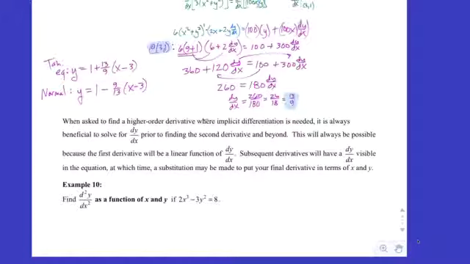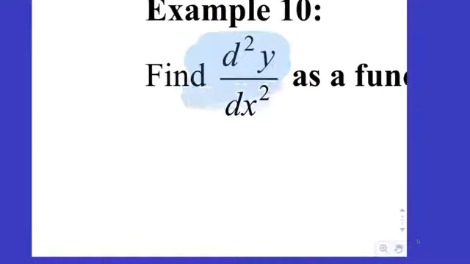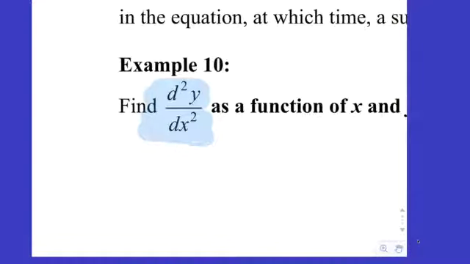Okay, the very last question in this section is example 10. And it's asking us to find the what? That's the second derivative. That's Leibniz notation, the second derivative of y with respect to x. So we're going to have to go through the first derivative.